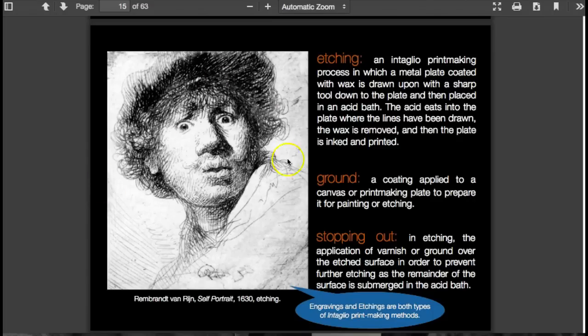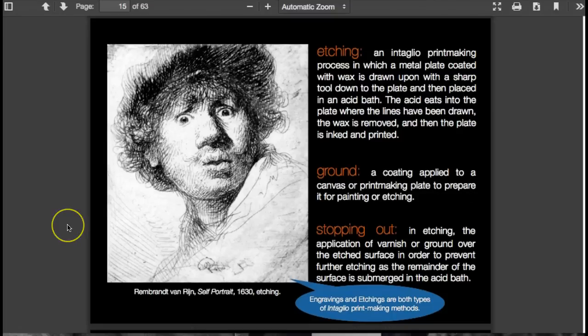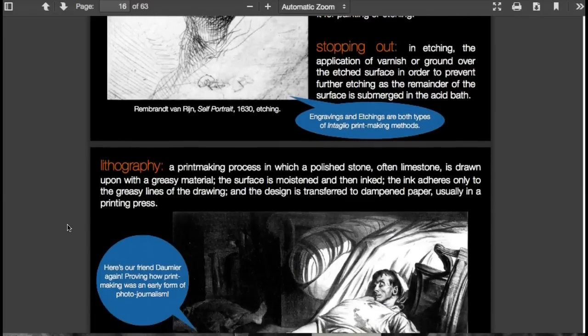And so you can see here in Rembrandt's self-portrait where he's let the acid eat away a lot longer than in other places. And so this is a really complex technique because you would have to do certain portions of it first, submerge it in the acid, and then do other parts and then submerge it again to get some parts darker and let some parts stay lighter. So it's a very complicated technique, but gives us these really beautiful results. Remember, engravings and etchings, although very different, are both intaglio printmaking processes.